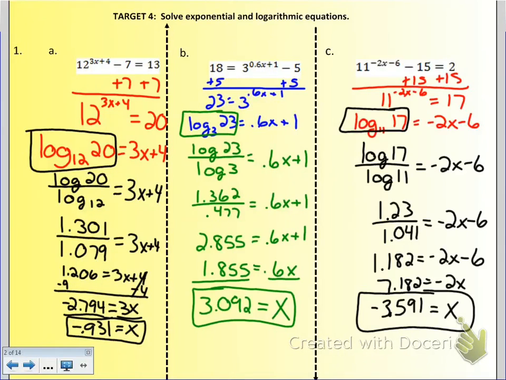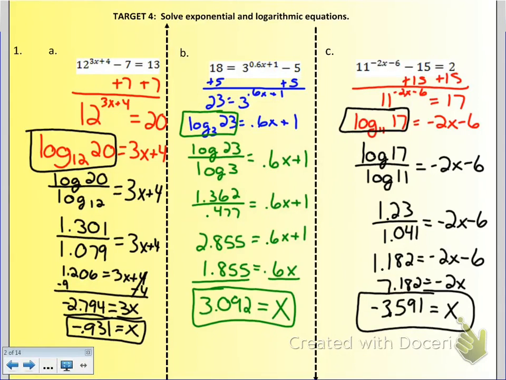Okay, if you have the correct answers here boxed in green and then black on the second 2/3 of the sheet, then you're good to go. Continue on to the next slide. If not, here's a short explanation. For this middle one, we're going to add 5 to both sides. Then we get 23 equals 3 to the 0.6x plus 1.